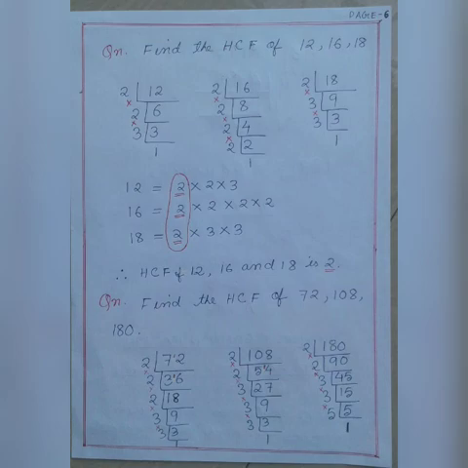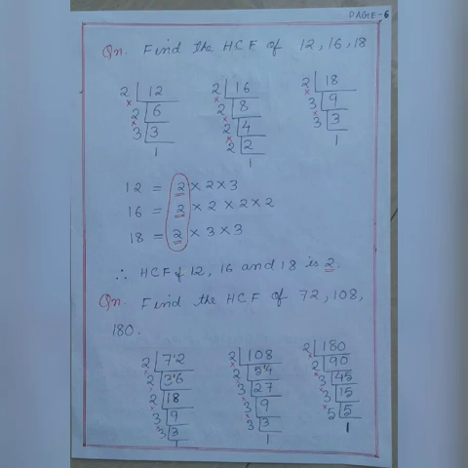So now to find the HCF, what I have to check? I have to check the common factors. Here I can see 2 in 12, 2 in 16 and 2 in 18. So there is no other common factor in the numbers. Therefore, the HCF of 12, 16 and 18 is 2. Next question, find the HCF of 72, 108 and 180.